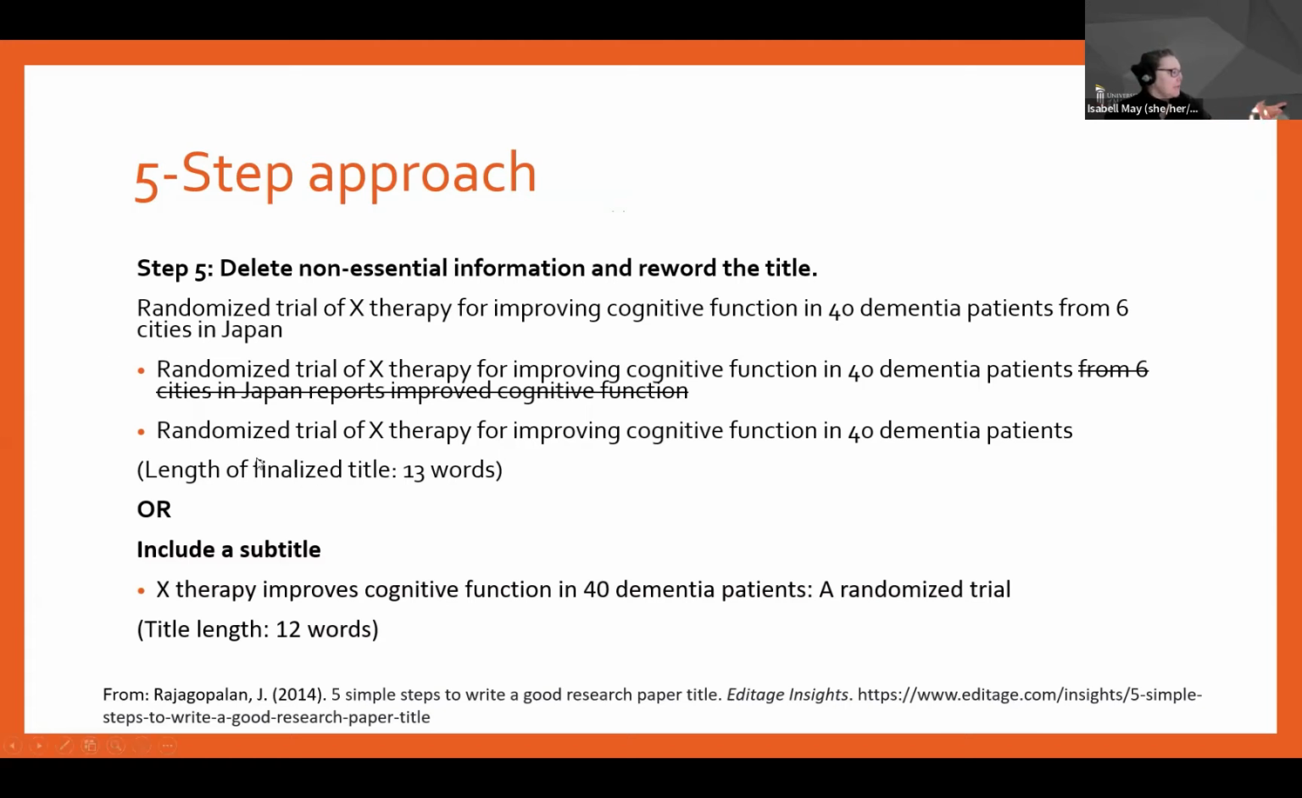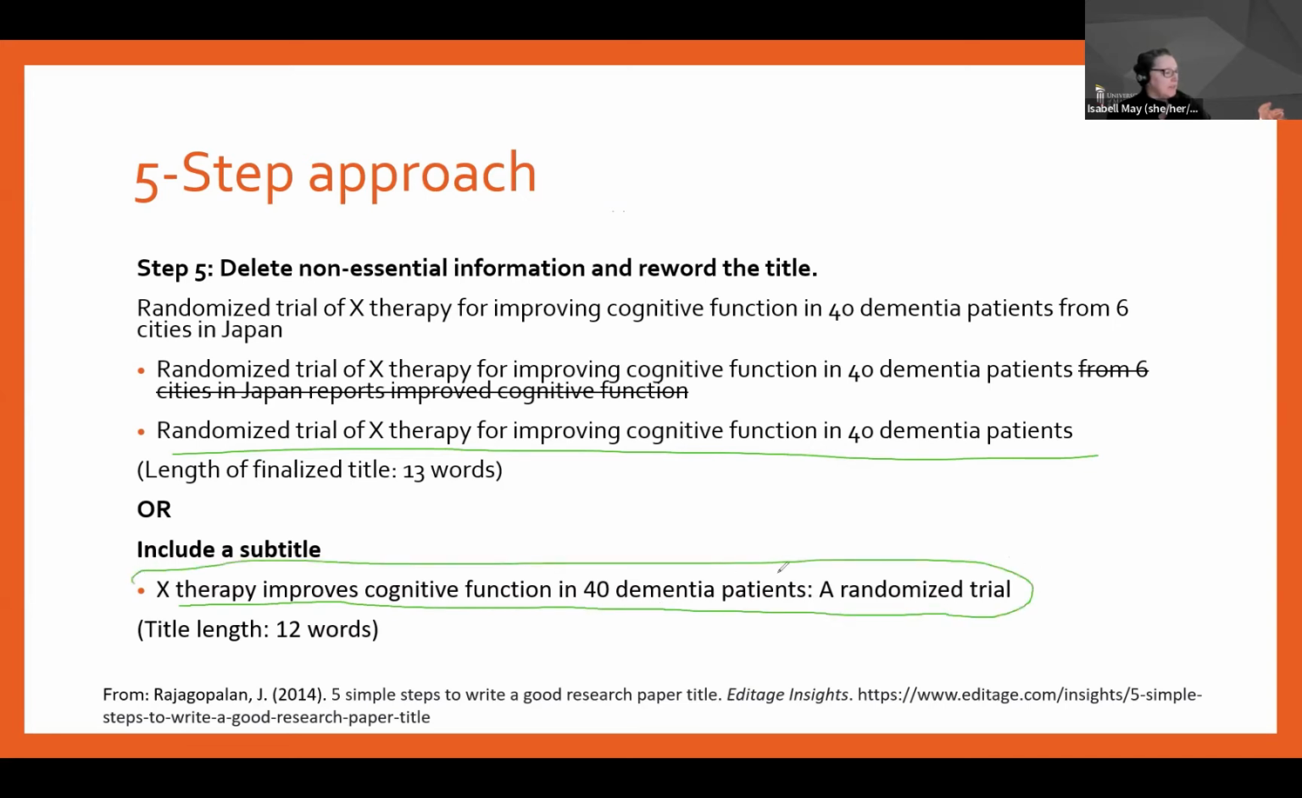So here are some examples: a randomized trial of X therapy. This one right here. Or, X therapy improves cognitive function for dementia patients: a randomized trial. So you have the subtitle here with the colon. Either one of those, it's 13 versus 12 words. I like the colon and the subtitles, but this is a kind of short subtitle. In my discipline, we tend to be a lot longer with this. I really like this because it's really straightforward, but this does the same thing. So it's really a preference of style at this point.